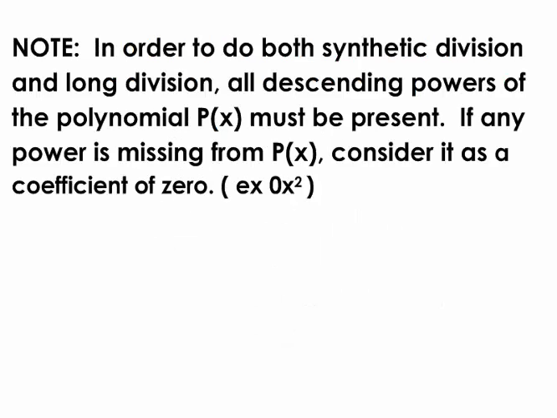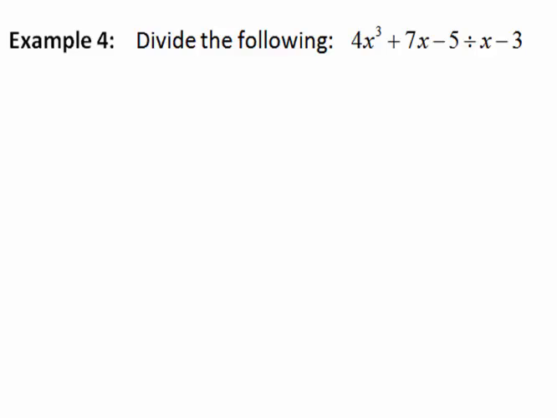There is one note that's very, very important though. In order to do either synthetic or long division, all the descending powers of a polynomial must be present. So we need an x cubed, an x squared, an x, etc. If any power is missing from the polynomial, we consider it as a coefficient of 0. What does that mean? Let's use it in this example.